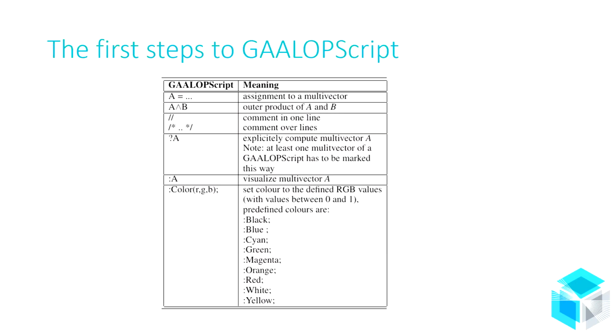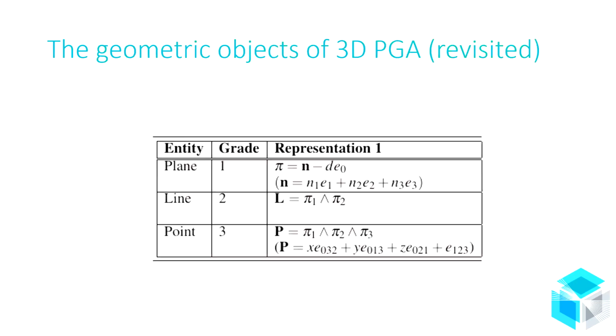Here are some first steps for GAALOP script. In principle, we always assign multivectors in each line. This is, for instance, the outer product. We can include some commands. The question mark means please explicitly compute this multivector. Colon means visualize it. And we can define different colors for the visualization.